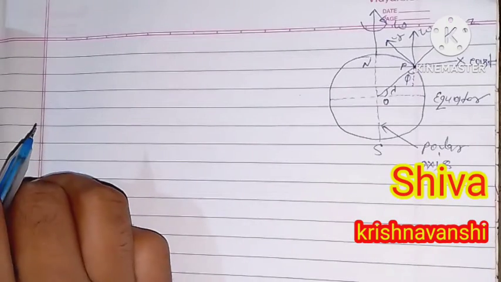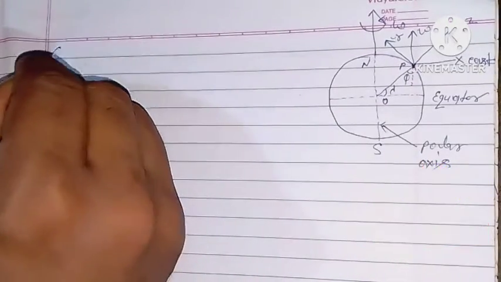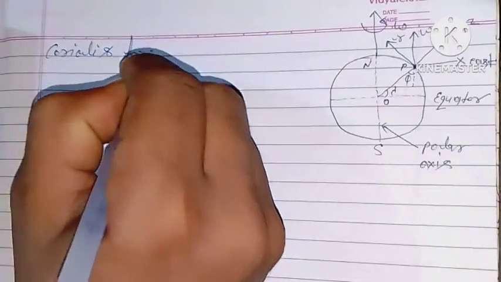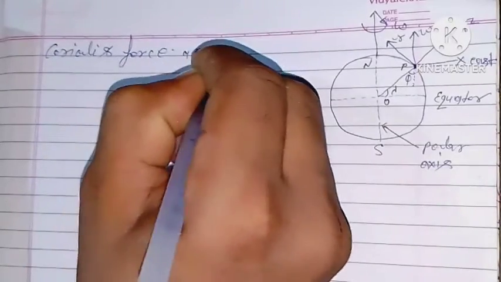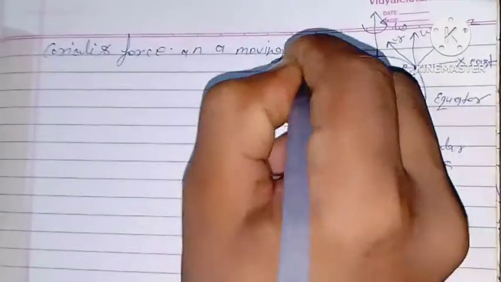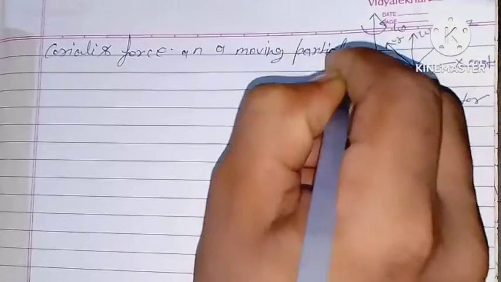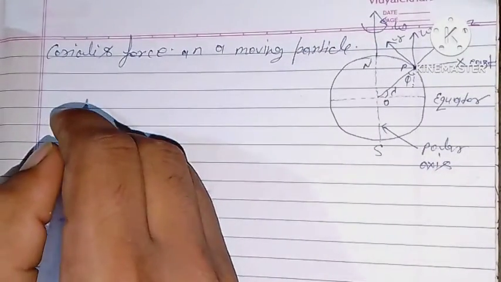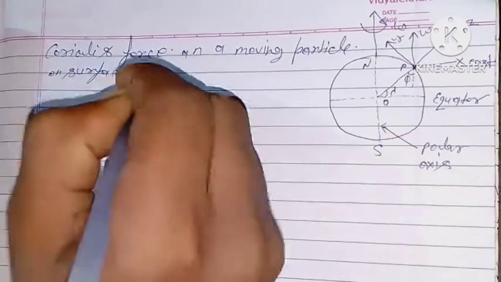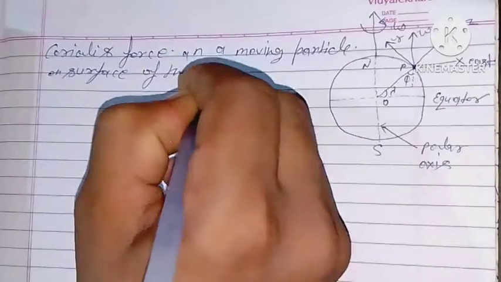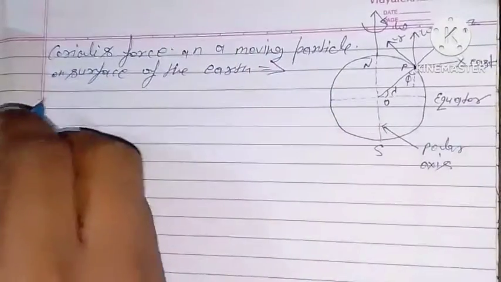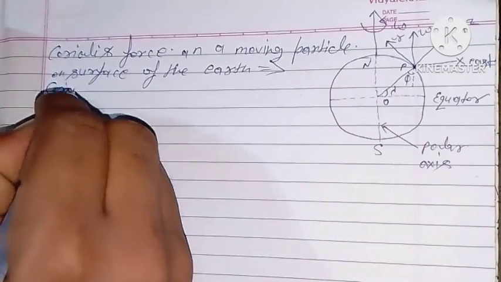Coriolis force on a moving particle on the surface of the earth.